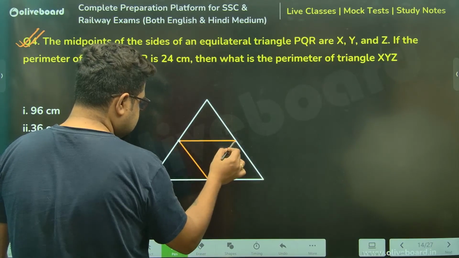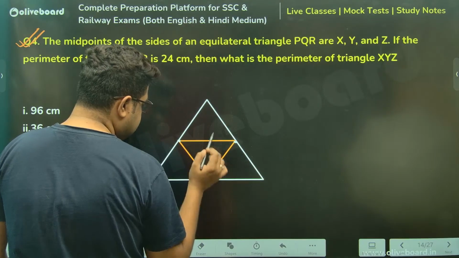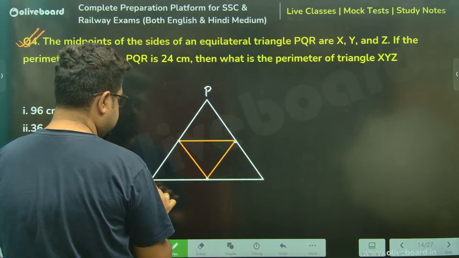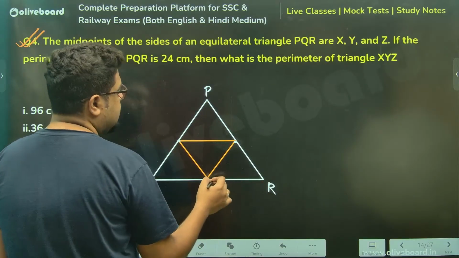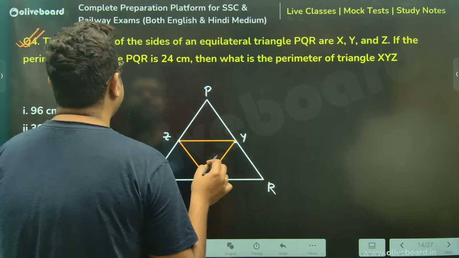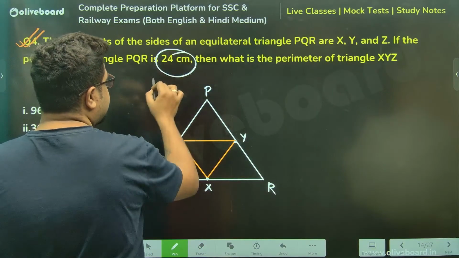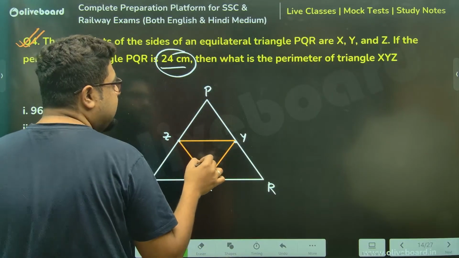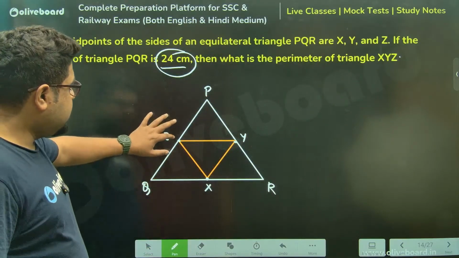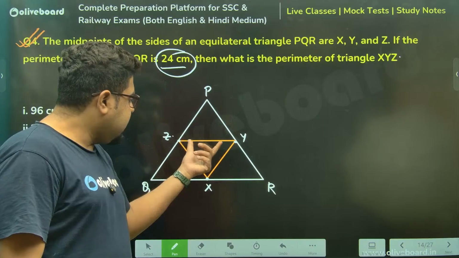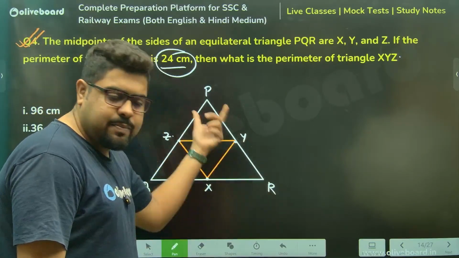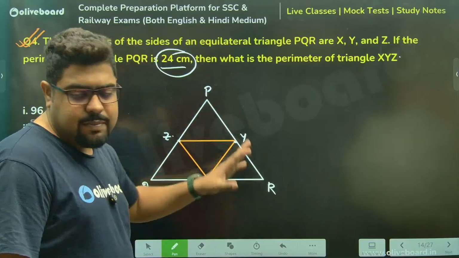So these three are the midpoints of the equilateral triangle PQR, XYZ. Now they are saying the perimeter of PQR, the bigger triangle, is 24. What is the perimeter of this small triangle? Please understand, these are midpoints, so this side will be half the big side. This will be half the big side.